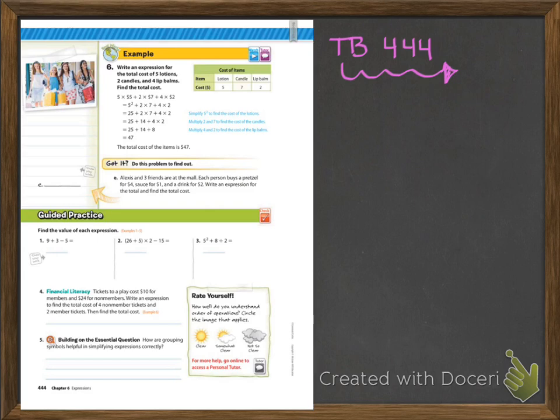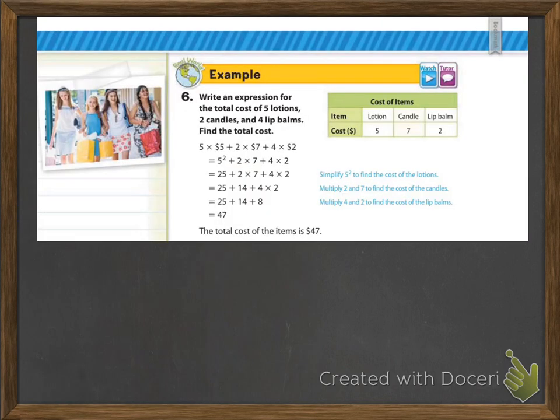Textbook page 444, let's go ahead and look at the top. It says to write an expression for the total cost of 5 lotions, 2 candles, and 4 lip balms. Then find the total cost. So this is a 2-part problem. So that's the first thing that you're going to want to write here. That means you have a 2-part answer. So make sure to add that here at the very top so you don't forget. Because when we get to the practice, you're going to want to look back on this example. This is usually the hardest one, okay?